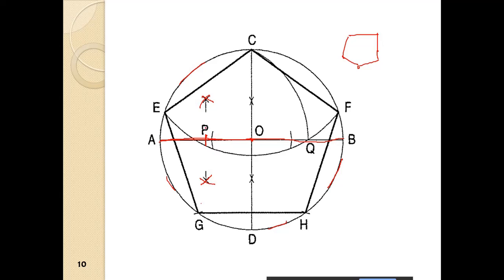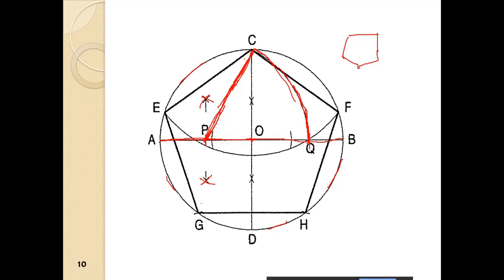Now once this point B is obtained, now with radius BC, so this is the radius, you make this arc to cut it at this point, Q. So with B as center here, you have made this arc to cut it at Q.